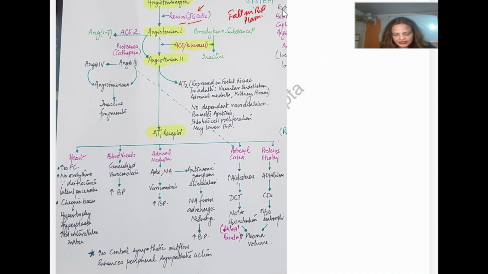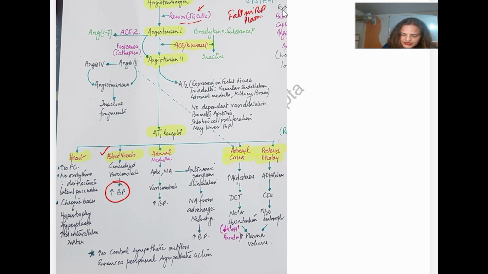And this angiotensin 2 acts on the angiotensin 2 type 1 receptor, or AT1 receptor, which is present at various sites: blood vessels, heart, adrenal medulla, adrenal cortex, and even in the brain. By acting on the AT1 receptors at all these sites, just see what it does in the blood vessel. It causes a generalized vasoconstriction, and by that it increases the blood pressure.